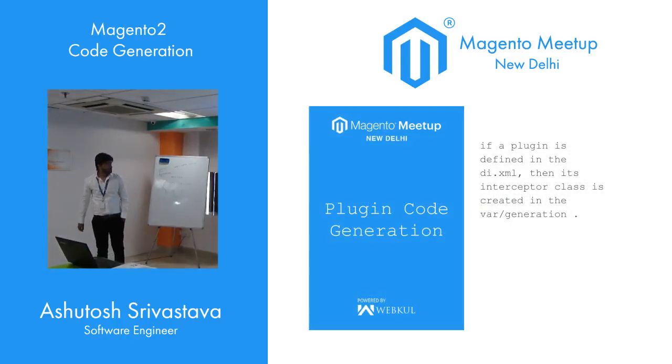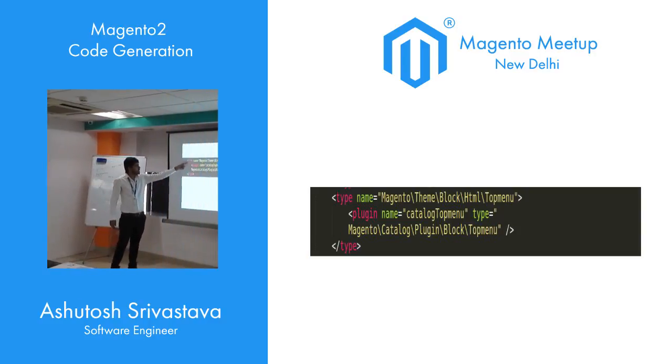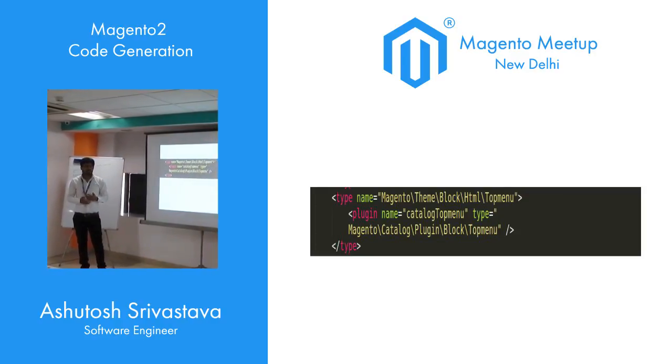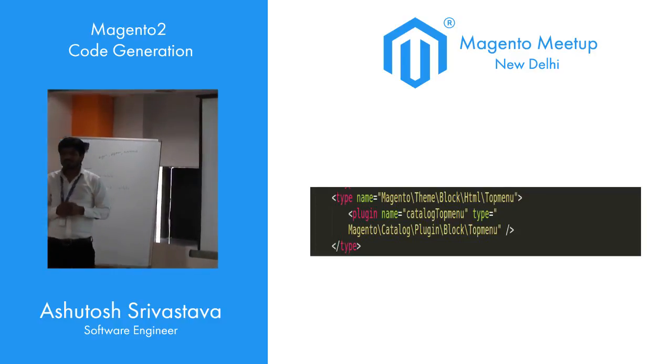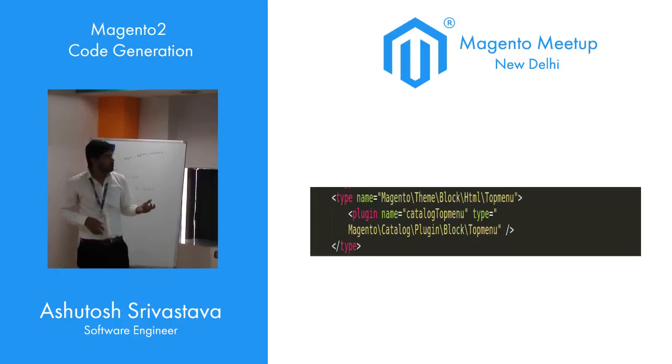Plugin generation, as it is already explained, I don't need to get into that. Plugins use the interceptor design pattern. You can see how we can declare a plugin. We can declare a plugin inside the dependency injection XML file, di.xml. It is a type declaration. This type name represents the class name which we are referring to here. The type declaration changes the lifecycle of the object. It can change object methods and object constructor parameters. So that's how it changes the object's behavior.